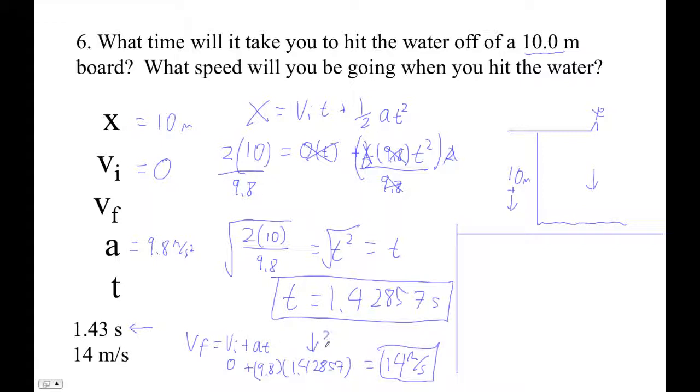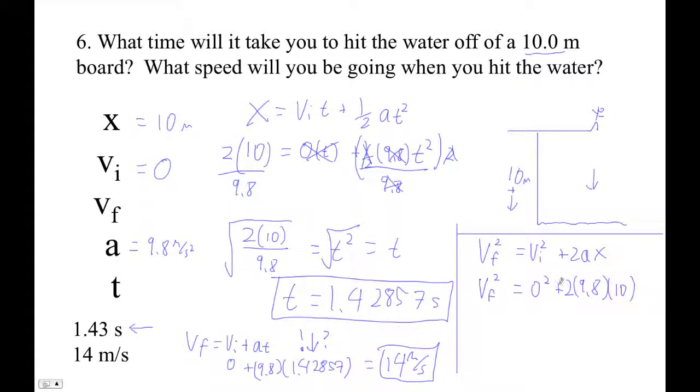However, what if that's wrong? What if we got the wrong answer there? There should be a way to find the final velocity without using t, and of course there is. Use this guy: VF squared is VI squared plus 2AX. So VF squared equals 0 squared plus 2 times 9.8 times 10.